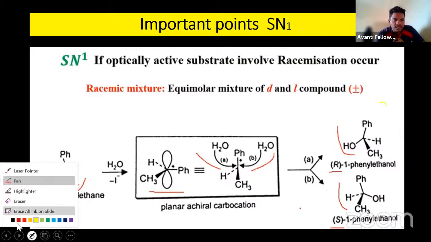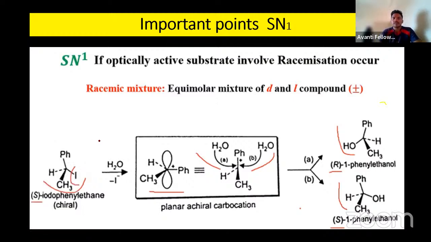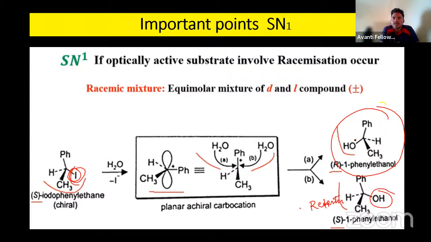So we can say from here, if you see this particular product, the leaving group is on the left side. Let's suppose the leaving group is towards the right. If the attack of the nucleophile is towards the right, then we call it retention. And if the attacking nucleophile comes from the backside, then we call it inversion.